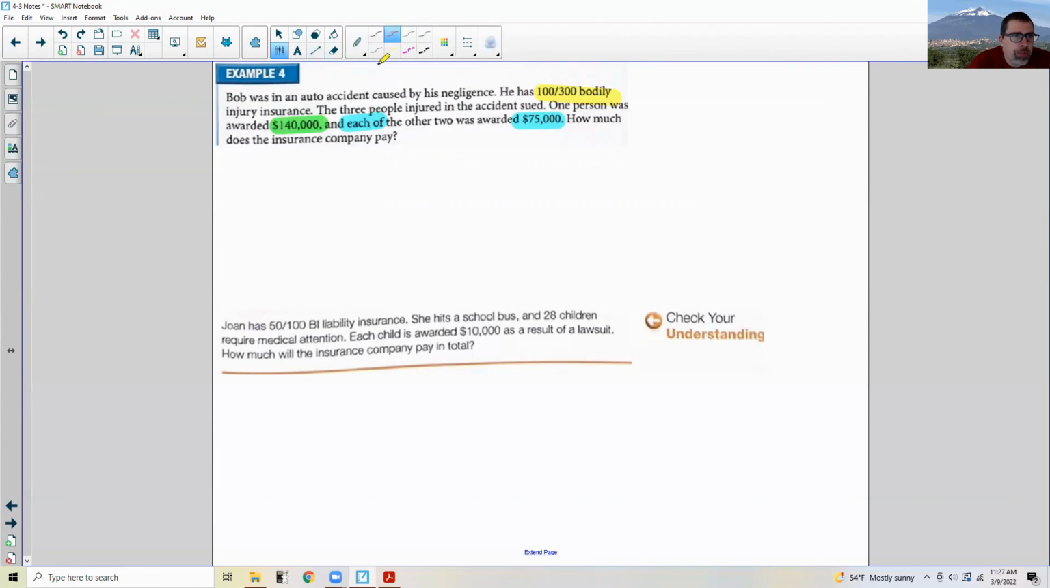So let me switch to my pen. If the person was awarded $140,000 and you subtract the $100,000 that the insurance company is going to pay, that leaves $40,000 that Bob will be responsible for. Okay, how much does the insurance company pay? We're not trying to find out how much Bob pays. We're trying to find out how much the insurance company pays. The insurance company is going to pay $100,000 towards that $140,000. That's what that 100 means.